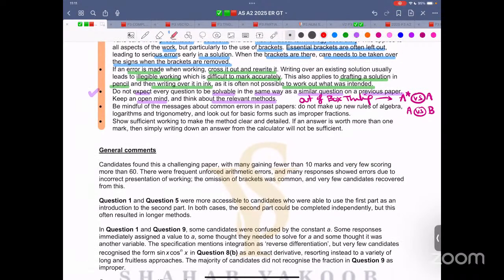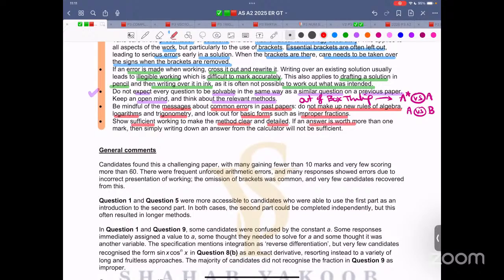And then it says, be careful, be mindful of the messages about common errors in past papers. Do not make up new rules of algebra, logarithm, trigonometry, and look out for basic forms such as improper fractions and partial fraction. Show sufficient working to make the method clear. Sufficient working, show all working, and detailed.